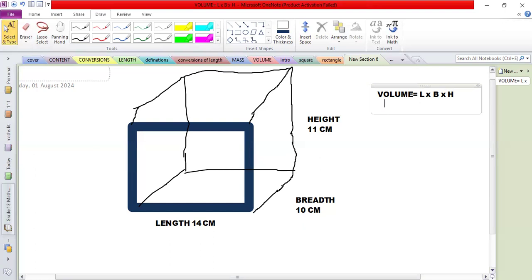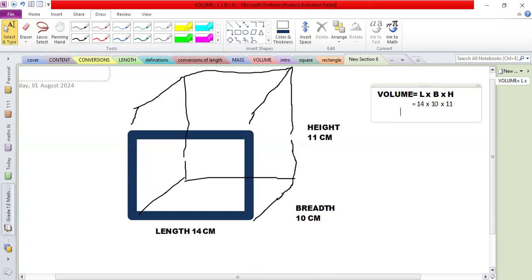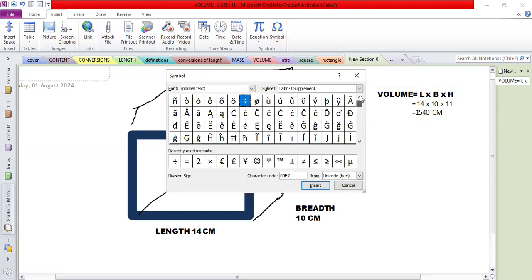So as you've indicated there, the length is 14. I'm writing on my page, you can look at my page, it is 14 times, the breadth is 10, 14 times 10 times 11, which most of you say is 1,540 centimeter cube. I'm trying to look for the cubic symbol. I cannot find it on my materials, but it's not a big deal.